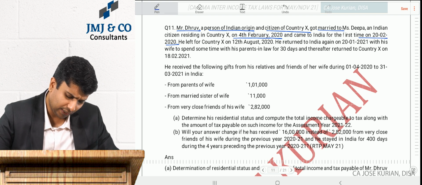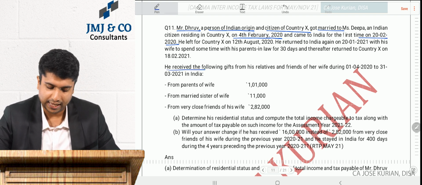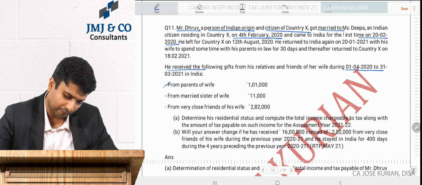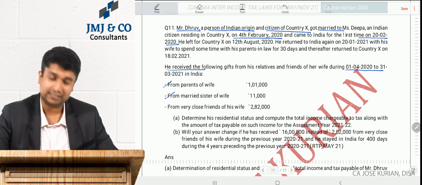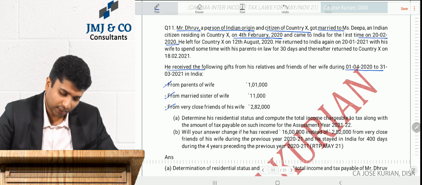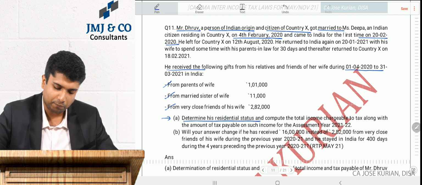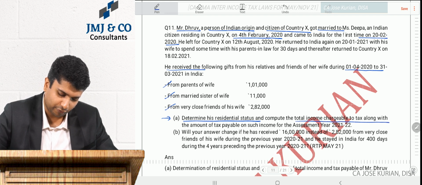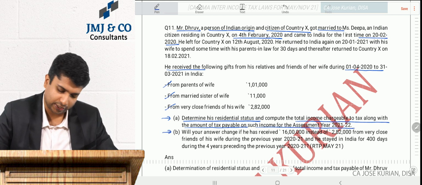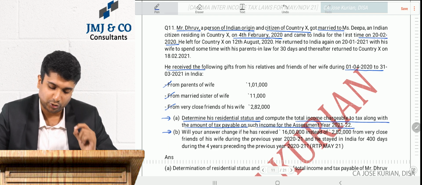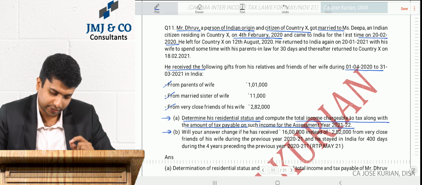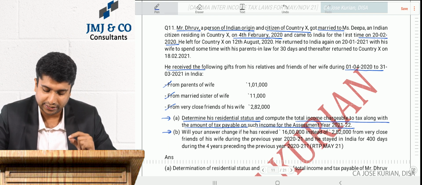Alright, now the question says he received the following gifts from his relatives and friends of his wife during 1st April 2020 to 31st March 2021, and the gifts are from parents of wife 1,01,000, from married sister of wife 11,000, from very close friends of his wife 2,82,000. Now you are supposed to determine his residential status and compute the total income chargeable to tax along with the amount of tax payable on such income for the assessment year 21-22. And they are also asking one more thing: will your answer change if he has received 16 lakh instead of 2,82,000 from a very close friend of his wife during the previous year 2021? And he stayed in India for 400 days during the 4 years preceding the previous year 2021.